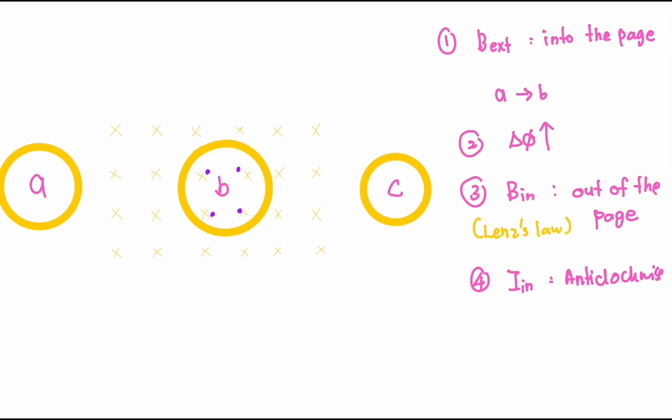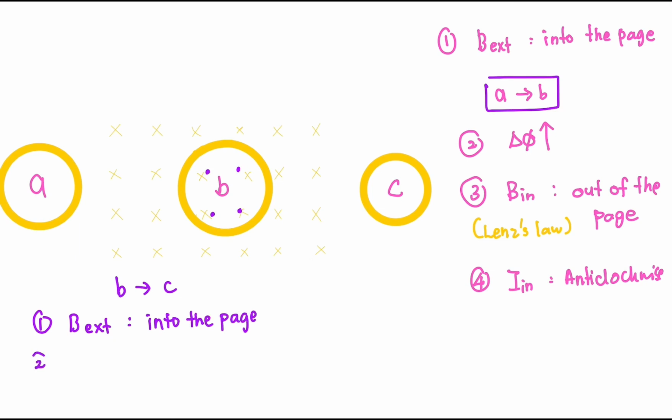Okay, what happens if it's moving from B to C? Just now A went to B, so now we are moving B to C. Okay, B external is still the same, which is into the page. So what happens is moving from B to C. You can see here, initially there is magnetic flux. But then when it's moving to C, it is in an area with no magnetic field lines, so its flux has decreased. So in other words, the change in magnetic flux will be decreasing.